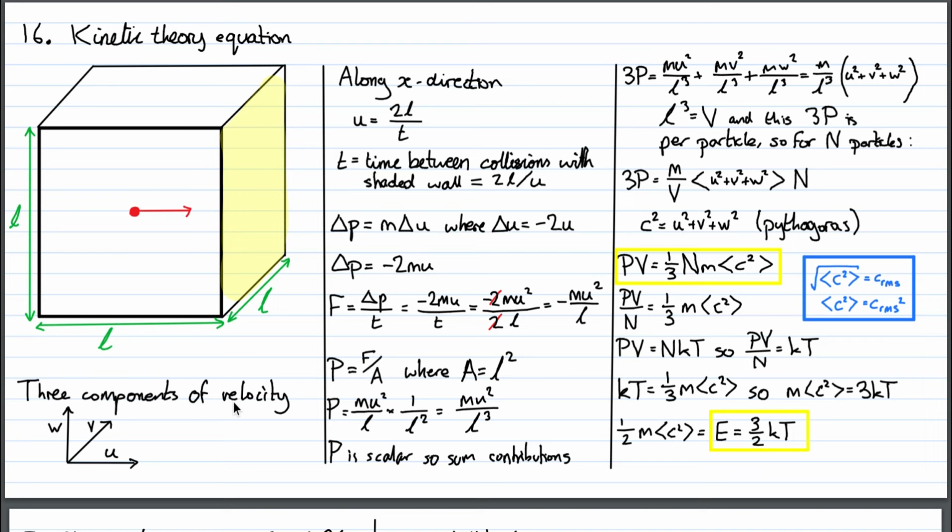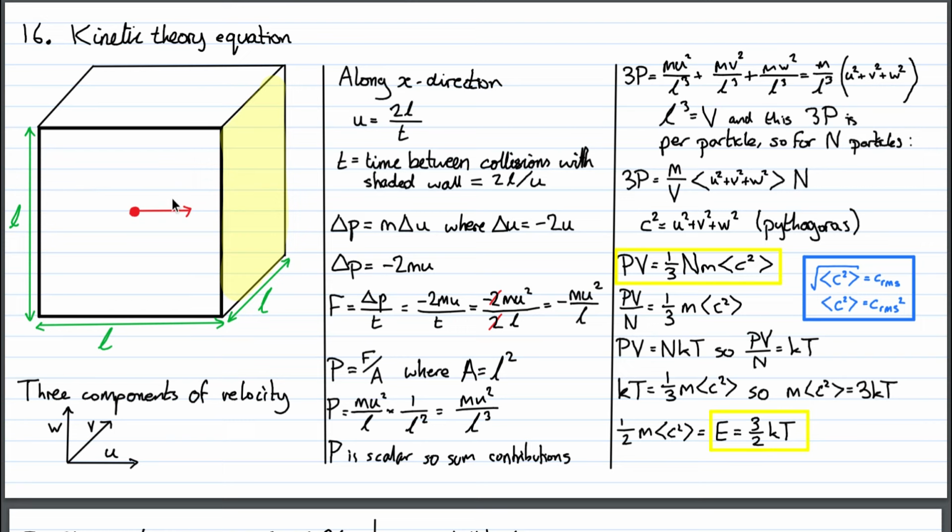The gas particle has a velocity with components in the 3 different cardinal dimensions. And I'm going to call each of those velocities a different letter. So the velocity in the x direction I'm going to call u, the velocity in the y direction I'm going to call v, and the velocity in the z direction I'm going to call w. Let's just look along the x direction for now. Along the x direction, the particle is going to be bouncing backwards and forwards between the 2 sides.